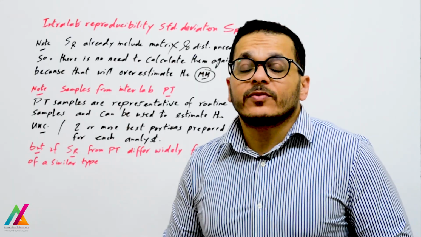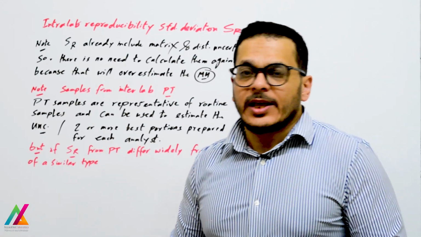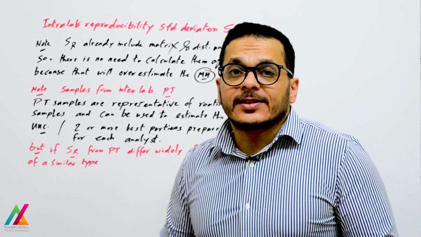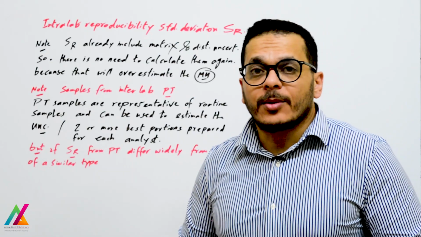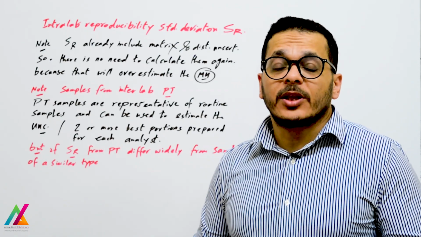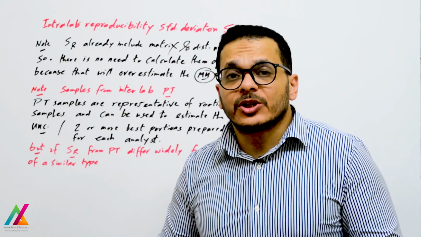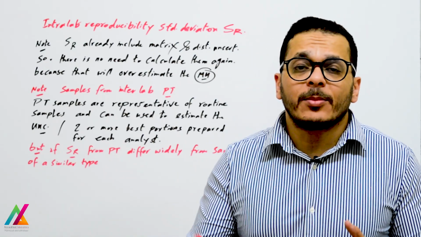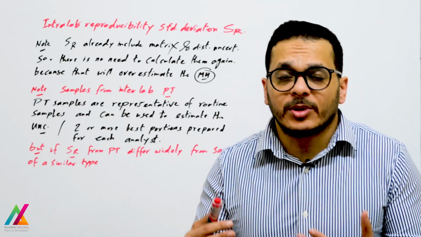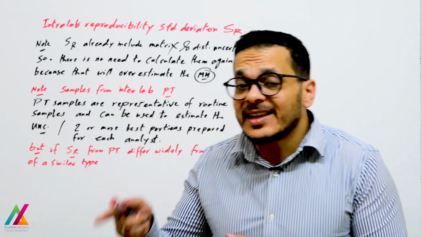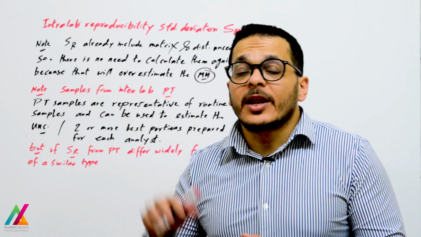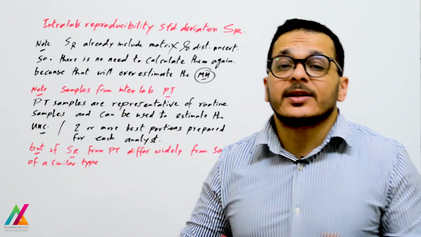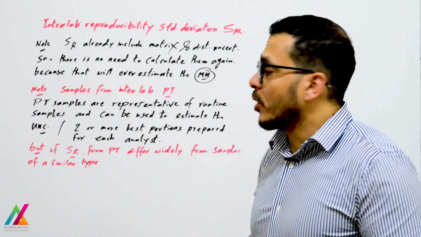And at the end of this lecture we have 2 notes. The first one: the standard deviation of intra-lab reproducibility, as I explained before, already includes matrix and distributional uncertainty, so there is no need to calculate them again because that will overestimate the uncertainty. But in the next lecture, inshallah, I will explain matrix and distributional uncertainty and how to calculate them.